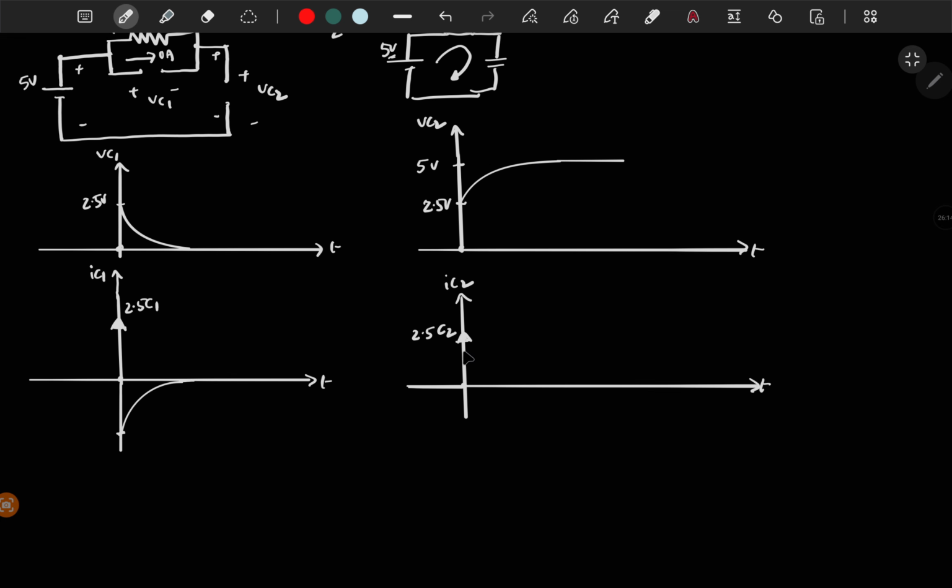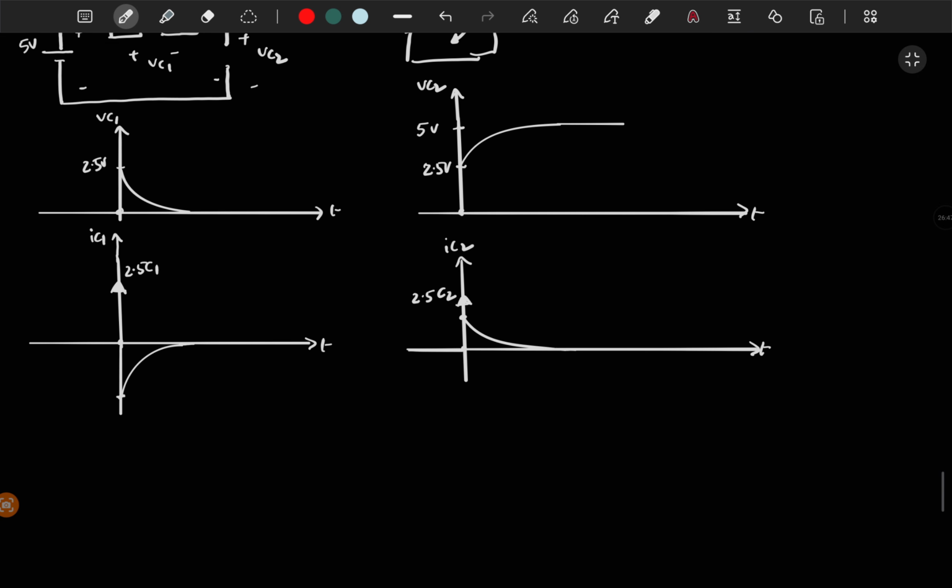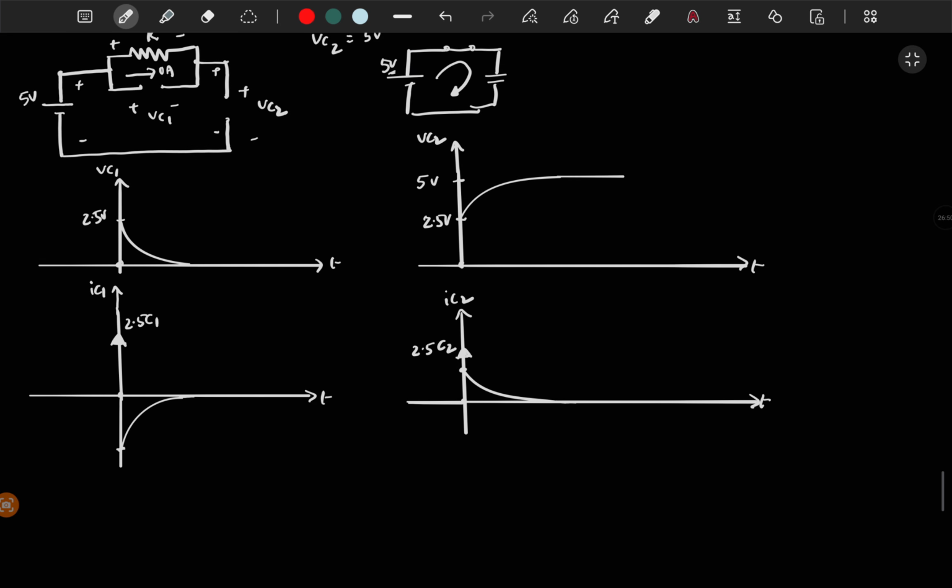So at starting there will be high current. For C2 at starting there will be high current because it is at 2.5, and when it starts charging up, the voltage will increase, which means the current will be reduced and it will go to 0 at steady state. So you have some current at t is equal to 0, and this will go to 0 for t tends to infinity. So this is the current flowing through the capacitor C2. Now the only thing remaining is you have to find this amplitude and this amplitude, right? For that you need the exact equations of Vc1 and Vc2. So let's find that.